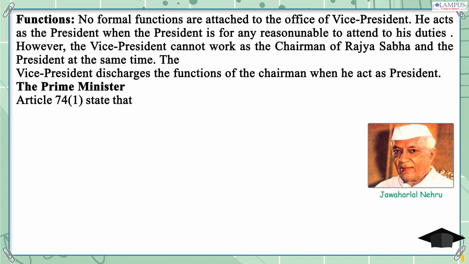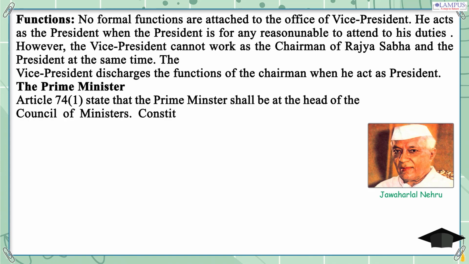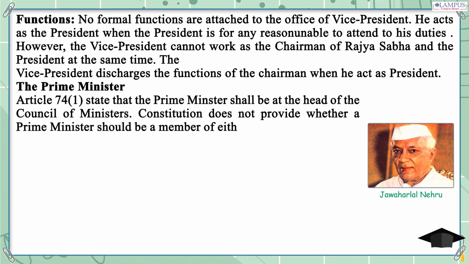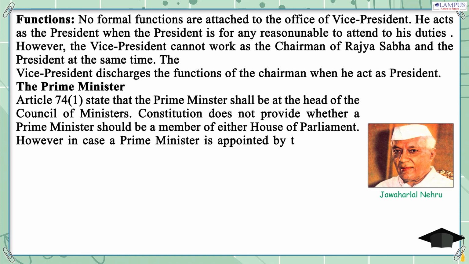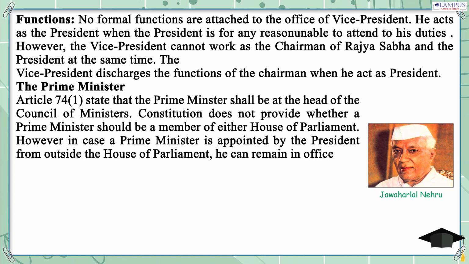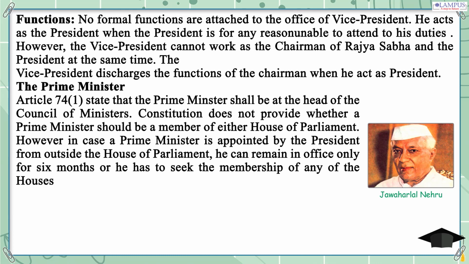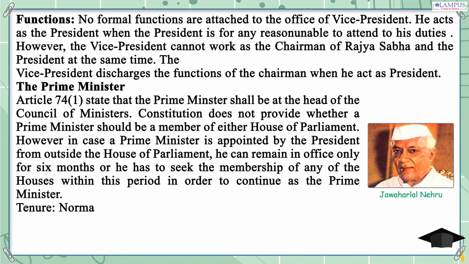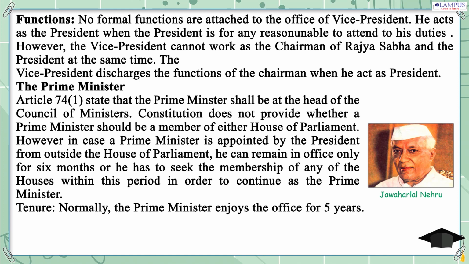The Prime Minister. Article 74(1) states that the Prime Minister shall be at the head of the Council of Ministers. The Constitution does not provide whether a Prime Minister should be a member of either House of Parliament. However, in case a Prime Minister is appointed by the President from outside the House of Parliament, he can remain in office only for 6 months or he has to seek the membership of any of the houses within this period in order to continue as the Prime Minister. Tenure. Normally, the Prime Minister enjoys the office for 5 years.